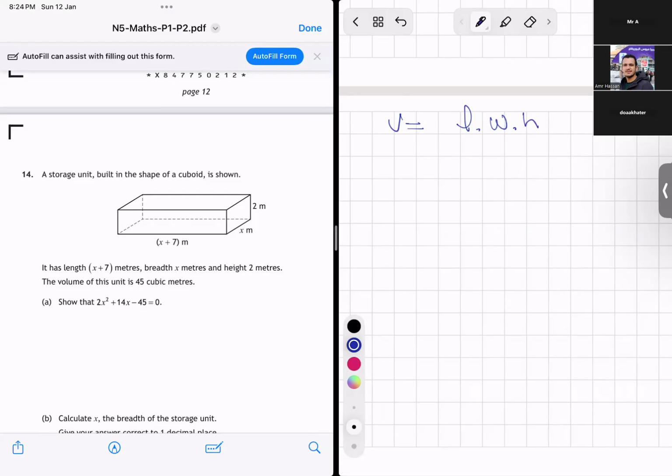By the way, if you take a look, the value of the volume is 45. So let me write 45 there, which equals the length. I don't care which one is length and which one is width. So this one is x plus 7, multiplied with x, multiplied with 2, right? Yeah.